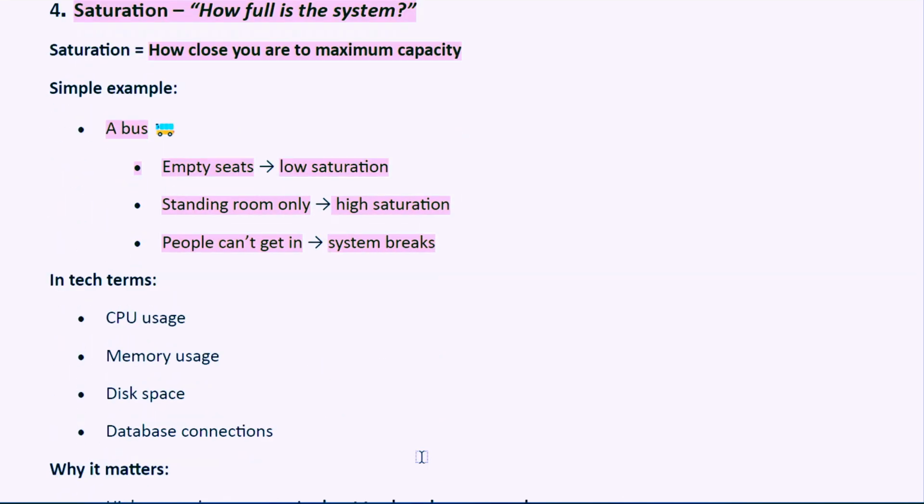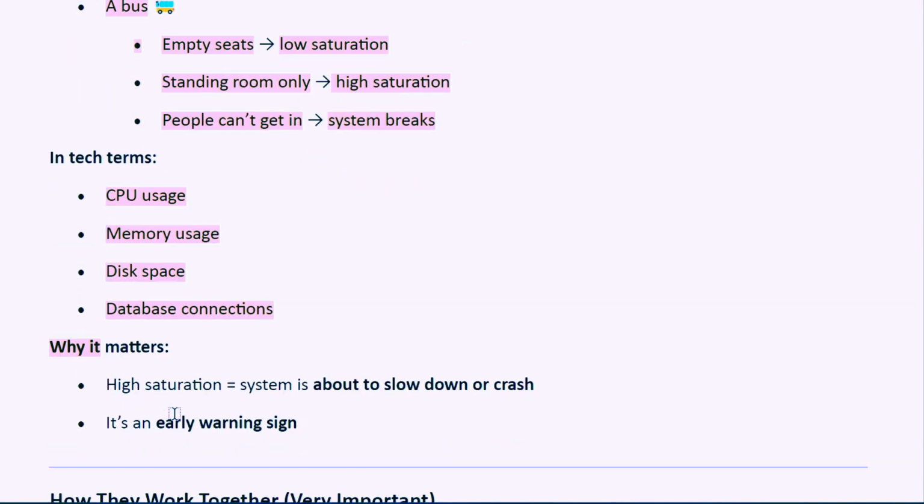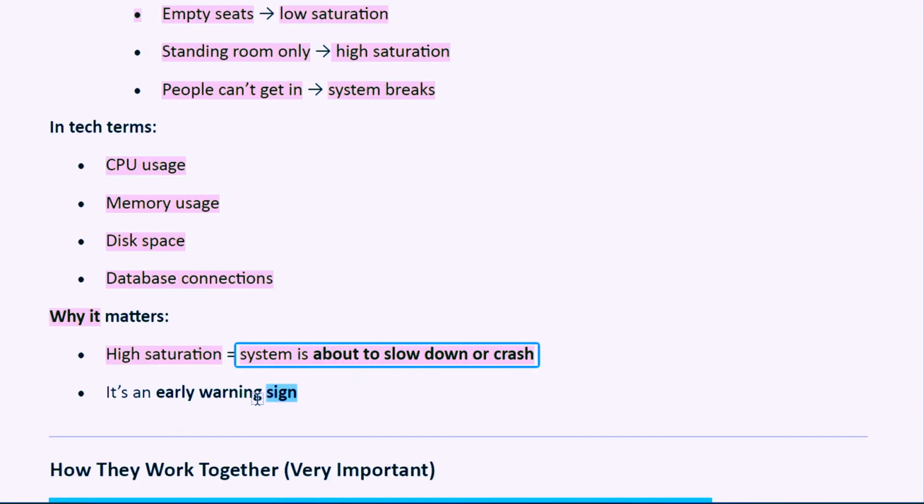In tech terms, we can say CPU usage, memory usage, disk space, database connections. For all of these we have to set where to move and how to move. If CPU utilization exceeds 80%, then where and how can we transfer the other requests? Similarly for memory usage and disk usage as well. Why does it matter? Let's assume we have high saturation. The system is about to slow down or crash, right? Let's assume you are already 100% filled. That means the next request that comes might be slowed down, or it will crash. So it is an early warning sign.